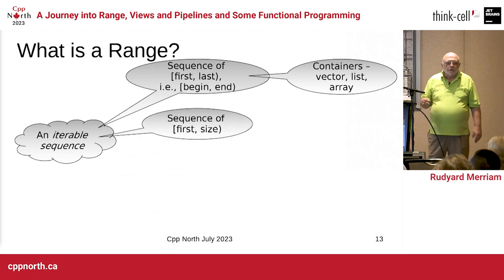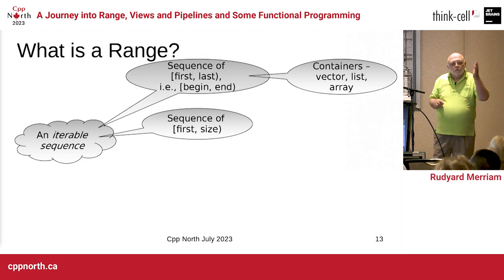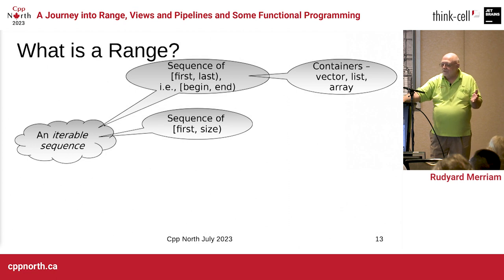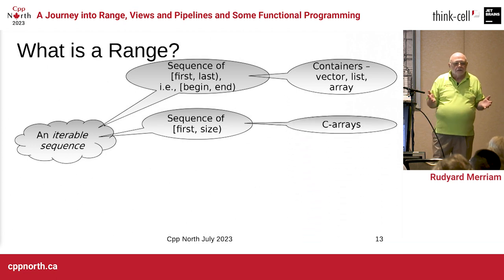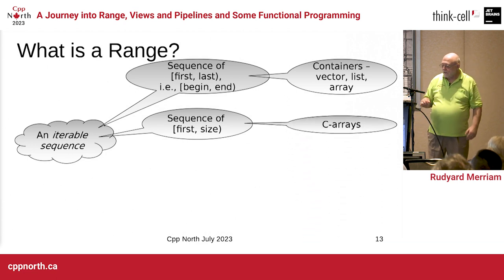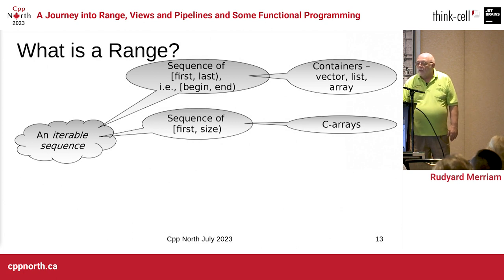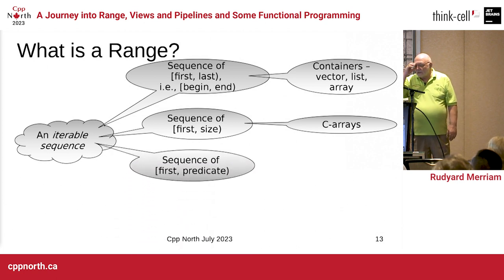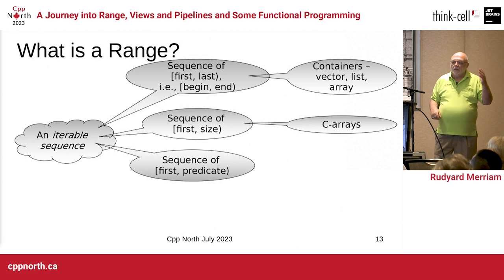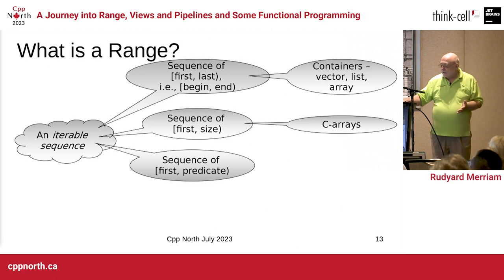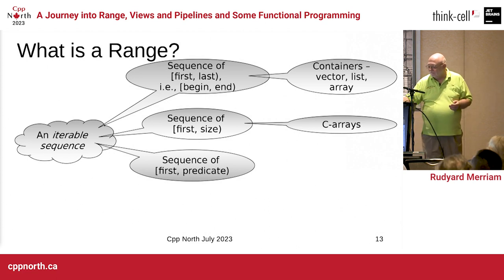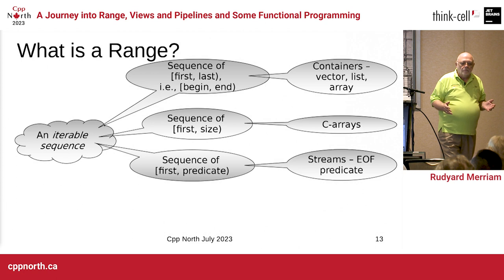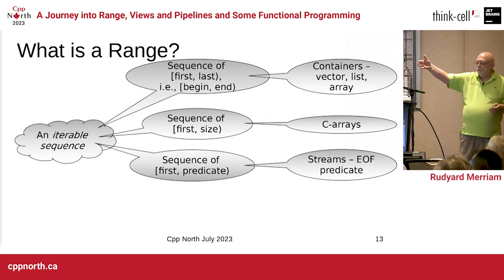Add in the concept of a sequence where you know the start and you know how big it is. Again, we're familiar with that. That's a C array, just like I showed you a second ago. Next, we have a start and a predicate, which tells us when we're at the end. That is IO streams. We've got an end of file that tells us we're at the end.